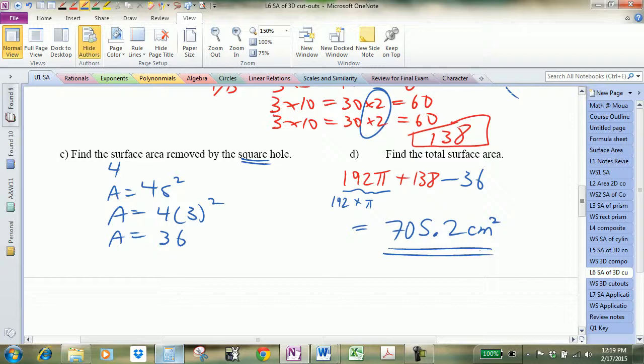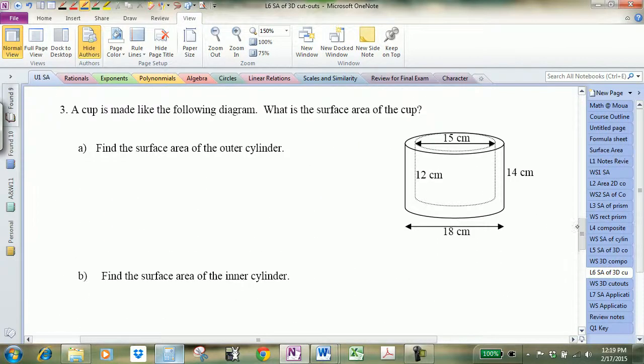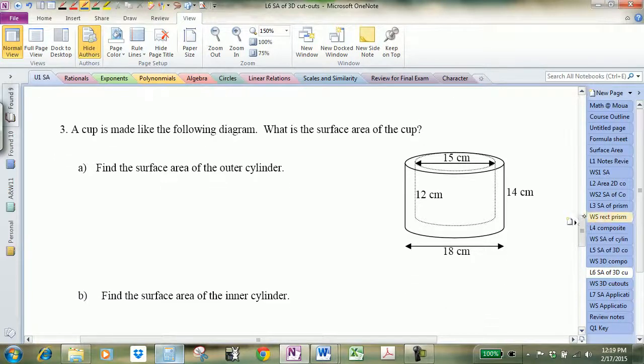Any questions? Okay, thumbs up, thumbs down, in the middle. What would you say? Rate yourself. Okay, good. Turn the sheet over. Now we're going to get some special cases.